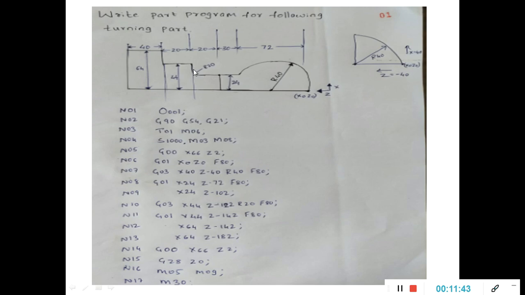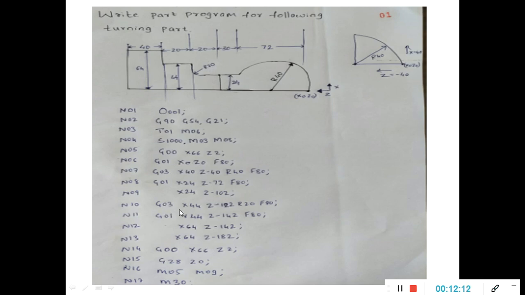Clockwise interpolation means, sorry, it is clockwise, it is G02. I have written here G03, write it as a G02, because it is a clockwise. So you make it as a G02, correction. Circular interpolation clockwise from this point to this point, it is a clockwise circular interpolation with the radius 20.